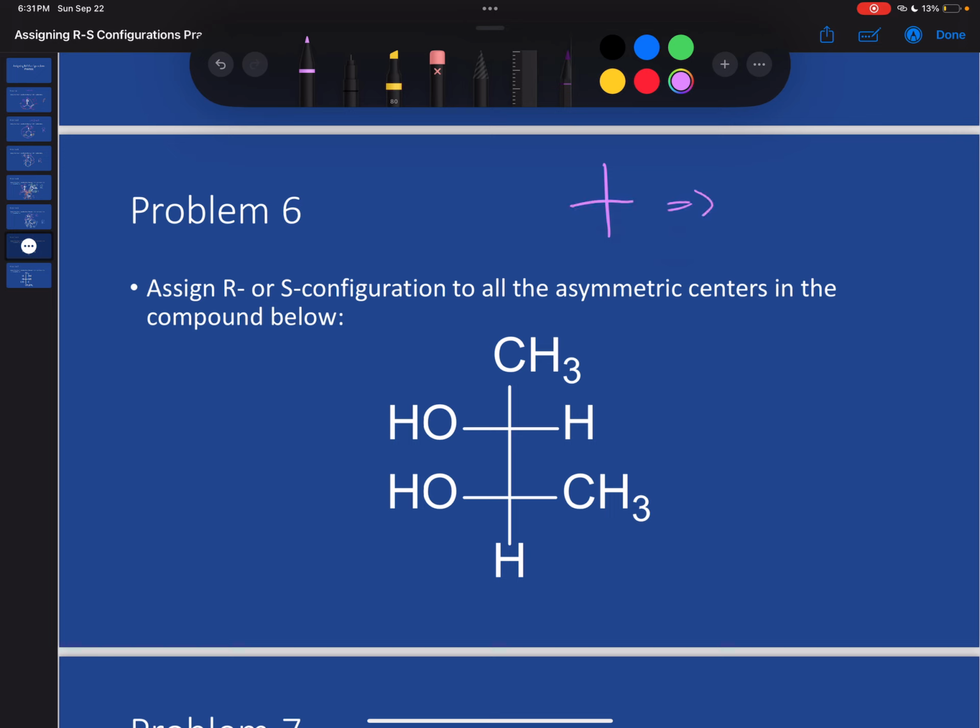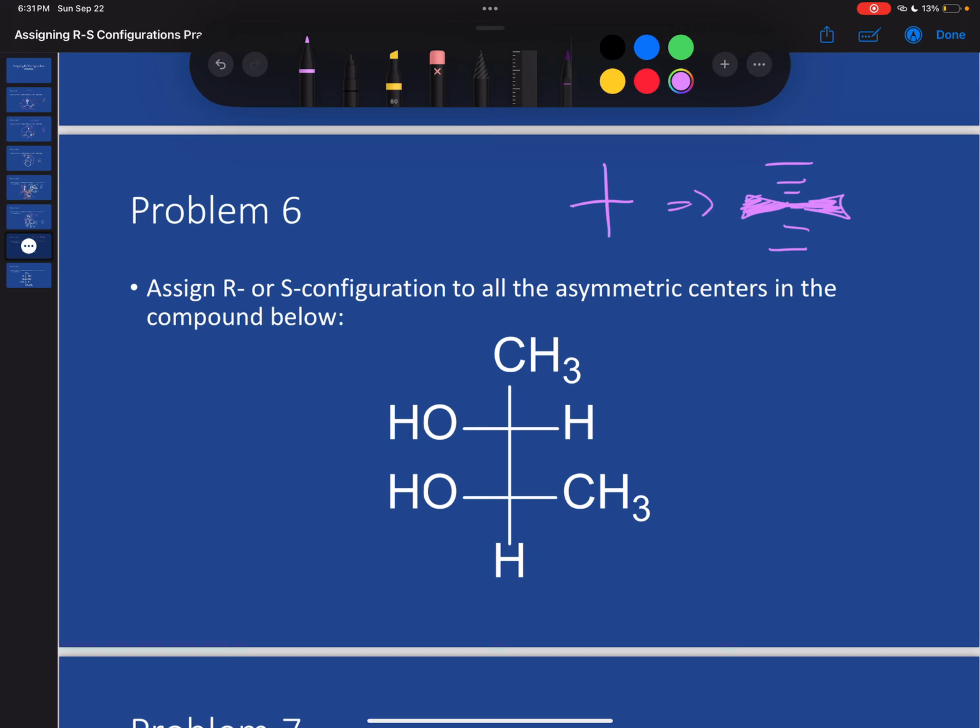And the way that works, what I mean by that is I always have to do a hand gesture. The vertical lines are your dashes. The horizontal lines are your wedges. So we do not have anything in the plane here. And you're going to see why that makes that easier.